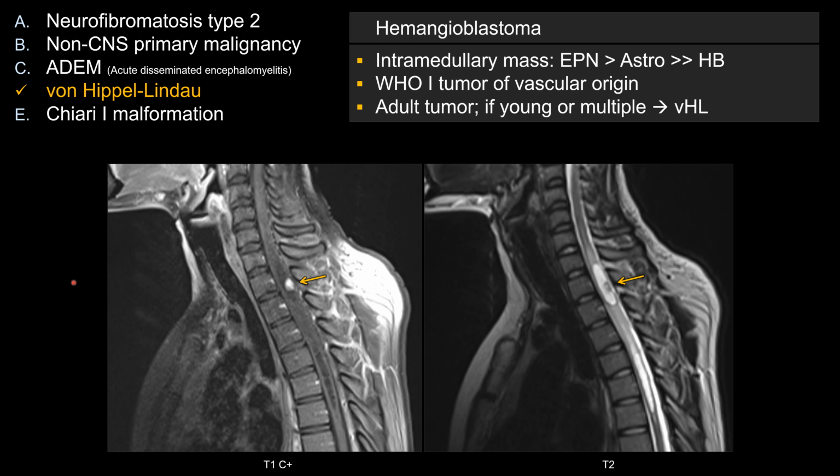Lastly, for Chiari 1, as you know, Chiari 1 has increased risk for syrinx. Again, nobody should confuse this with a simple syrinx, in that you should never see an enhancing lesion within a simple syrinx. So Chiari 1 is definitely not the choice here. Overall, Von Hippel-Lindau or hemangioblastoma is the best choice in this case.